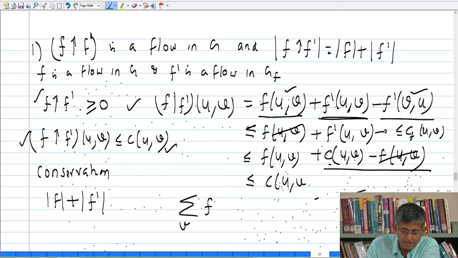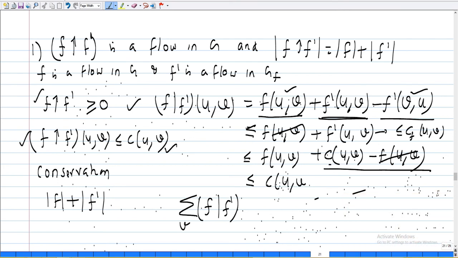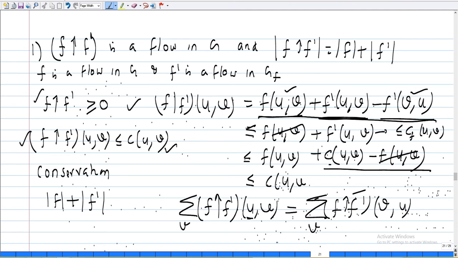summation over v, for any u other than s comma t, you have to write down that this is equal to f augmented with f prime, v comma u. What you do is you expand this formula out by using this definition at every place, and expand the right hand side also using this, and then you will see that things will neatly cancel. That is what I mean by saying, once you understand what this actually is, conservation will be easy to verify. And similarly, checking the value of this flow is again a combination of intuition and the algebra.